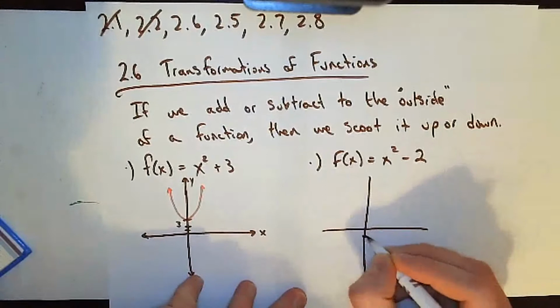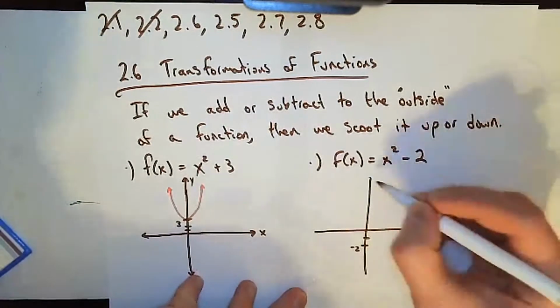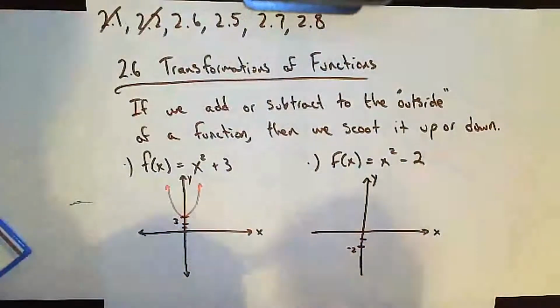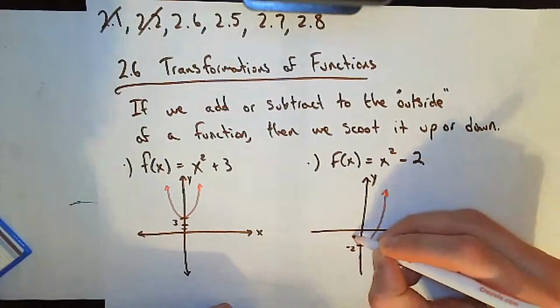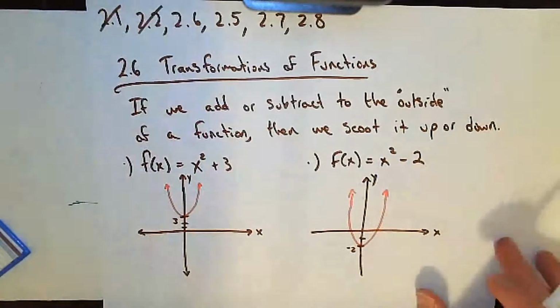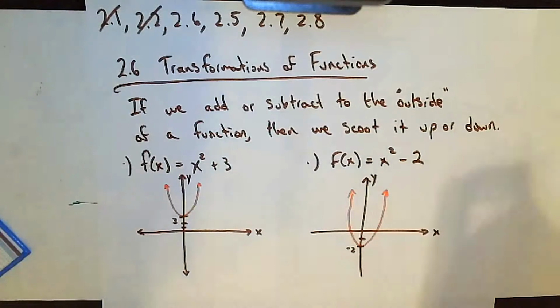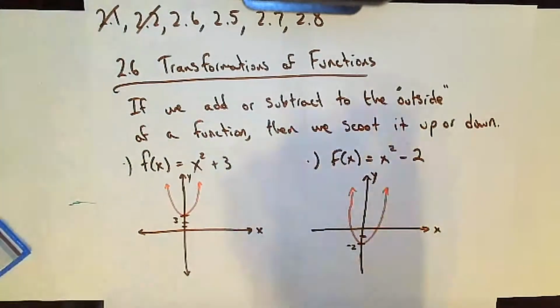Here's a picture of the second one. Maybe there's -2 right there. And I'll just draw my parabola, starting from that -2 y value. Just like that. So the point is that I'm adding or subtracting to the outside of the function. This addition or subtraction is happening after I square the values.